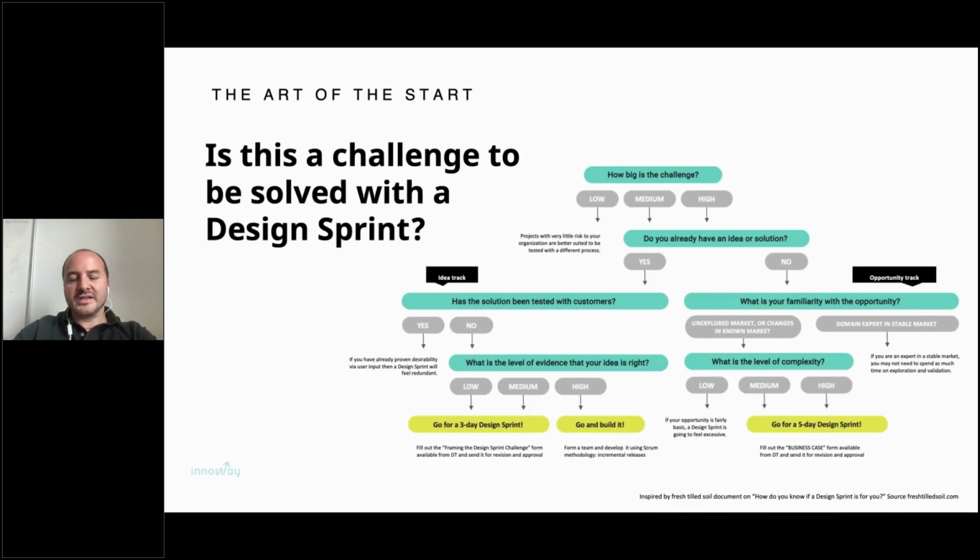The second thing that we do is we evaluate that challenge to see if it's good for applying design sprints. We have this very simple decision tree where we ask ourselves some questions, and we let the organizations ask these questions in order to make a decision. Sometimes the decision is this is not good for a design sprint, or maybe the decision is this is good for a 3-day design sprint, or it's good to just build it. And this helps us to make that decision.